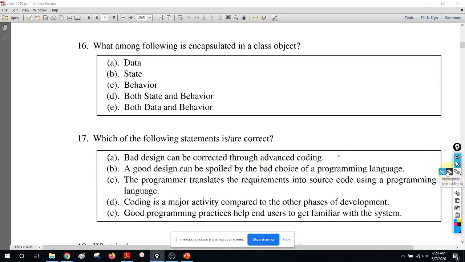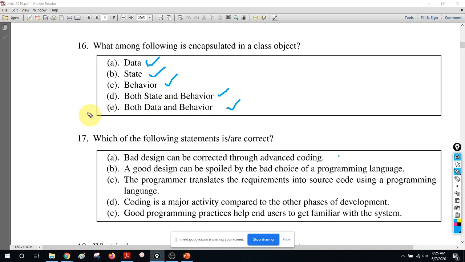What among the following is encapsulated in a class object? Right. So what is encapsulated in a class object? We want to encapsulate what? I want to encapsulate both attributes and behaviors, data and behaviors. Right. So let's see the answers one by one. Data. Yes, we want to encapsulate data. State. State is also part of data. I want to encapsulate state. Behavior, yes, I want to encapsulate behaviors as well into methods. State and behaviors, so that is also correct because I want to encapsulate state. State is part of data, right? Then it says both data and behaviors. That is also correct. So now you can see part of the answers are there, whole answer is there.